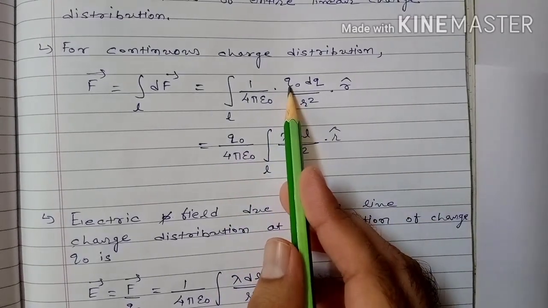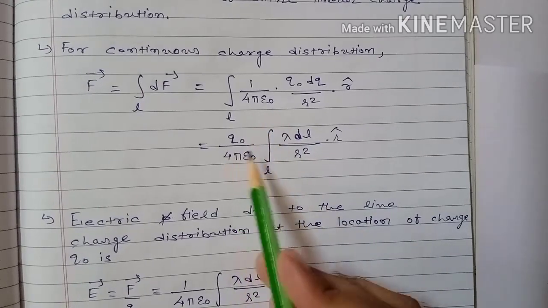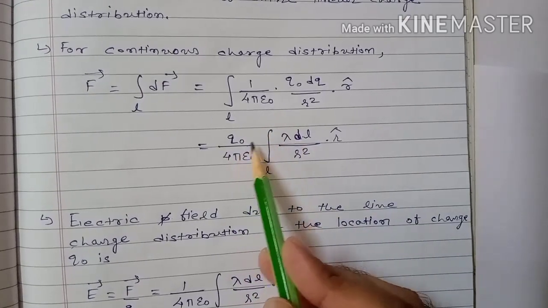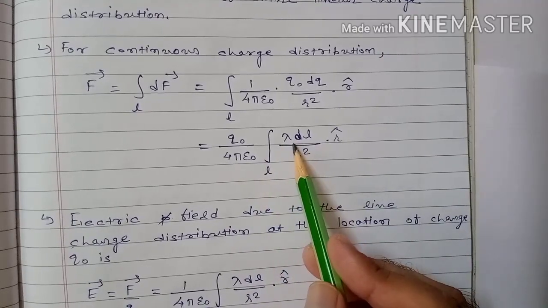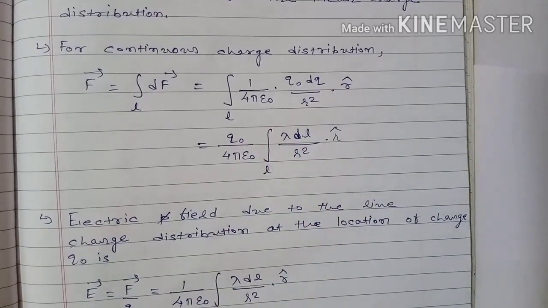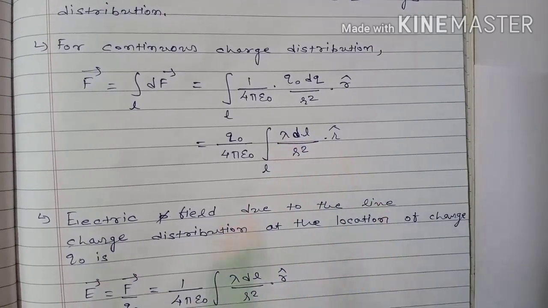Here q0, the value of the test charge, is constant, and 1 upon 4 pi epsilon naught is constant. So we can take them out of the integration. F is equal to q0 upon 4 pi epsilon naught, integration over the entire length, of dq, and we already found dq is equal to lambda dl, upon r square into r cap.